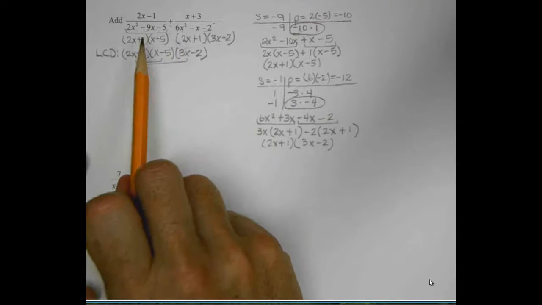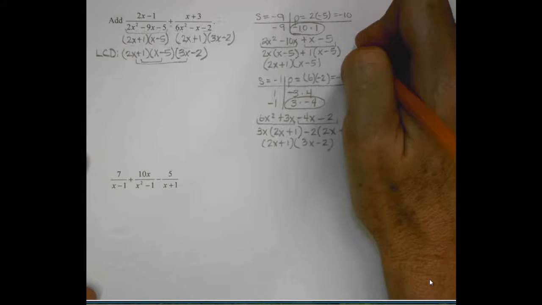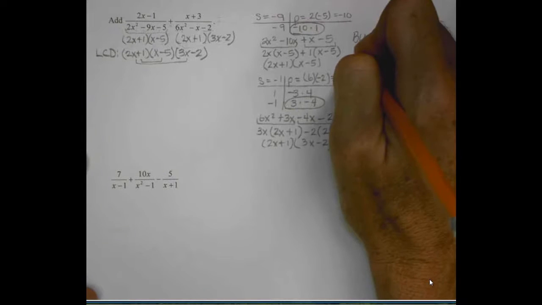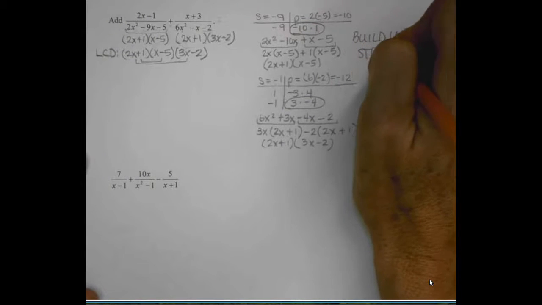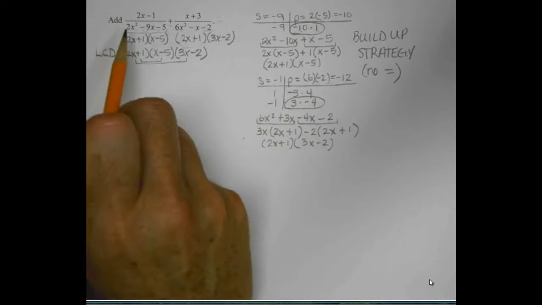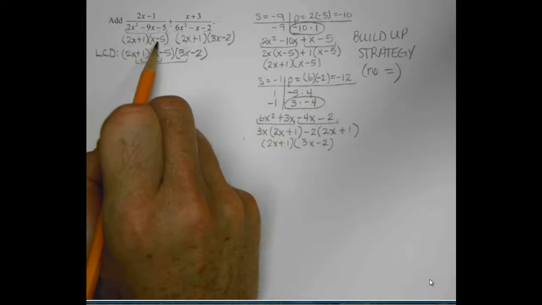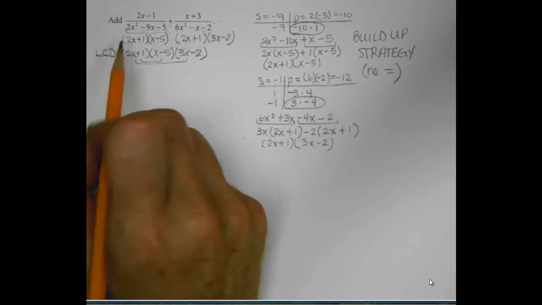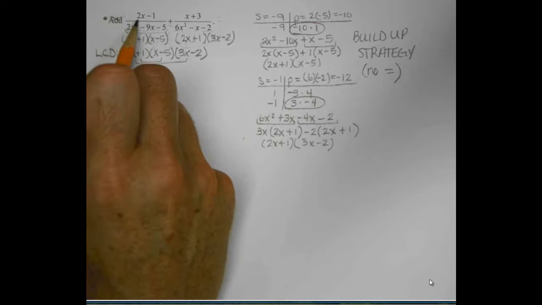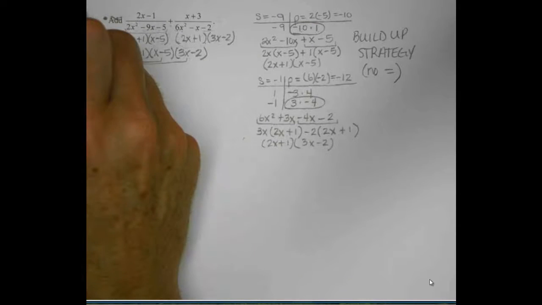Now I want to build up, so this is going to have a build-up strategy because there's no equal sign. So I have to use the build-up strategy. So I have a 2x plus 1 and an x minus 5 on my first rational. I need to also have a 3x minus 2. So I will multiply by this first rational, this 3x minus 2, and I want to multiply it in the denominator.